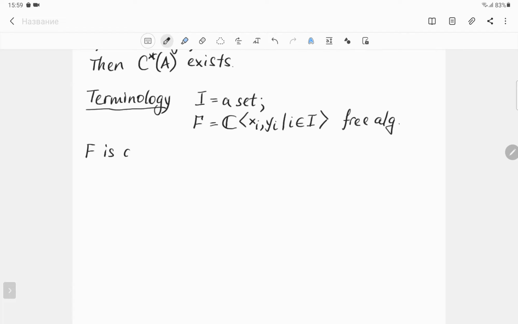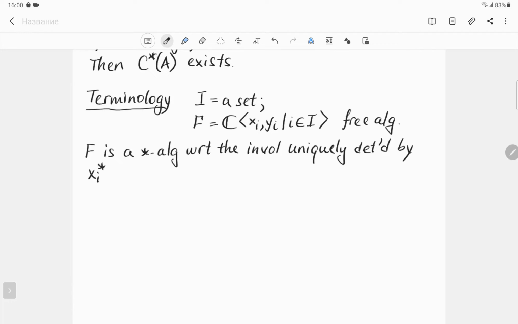Let's first of all observe that there is an involution on F. F becomes a star algebra with respect to the involution uniquely determined by the condition that xi star equals yi for each i. So we define the involution on the generators and then extend it to the whole algebra by using the axioms of the involution. And so this free algebra becomes a star algebra.